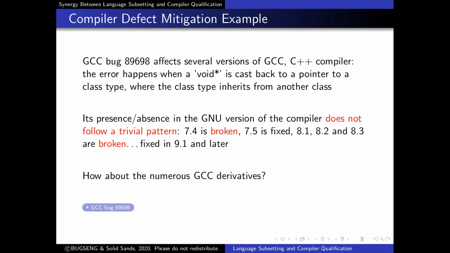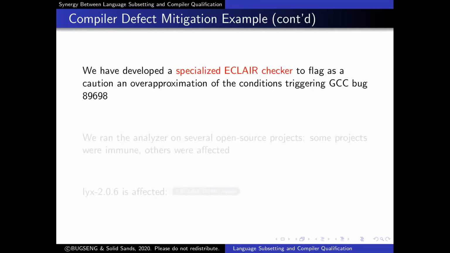People take the GCC development repository, they clone it at some stage, they apply several patches of their own, they make changes. So are these GCC derivatives affected or not? This is very important to know, and it's not easy to find out without using a test suite like Supertest.